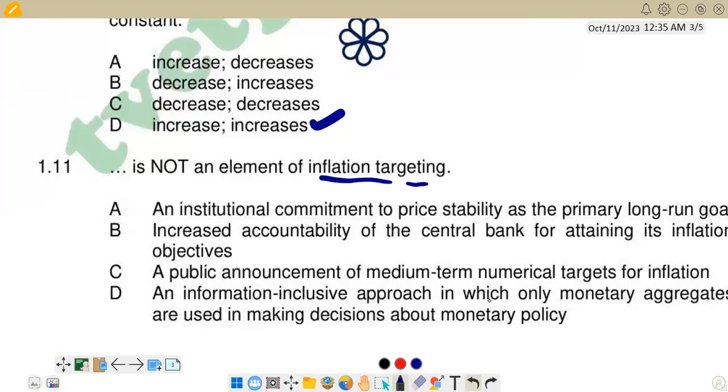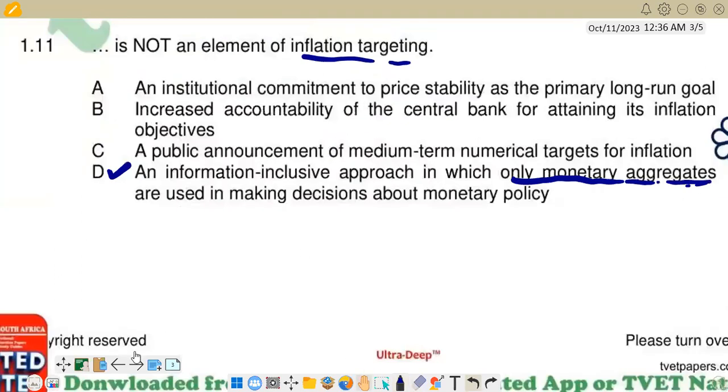So this one cannot be appropriate, because it is limiting the approach to only monetary aggregates. That cannot be practical, which makes D not an element, because it is confined to only monetary aggregates. So D becomes not an element there. So D is our answer on 1.11. Then we try to move on to the next one. I think this one is the last one on this page. We go to the next one now.